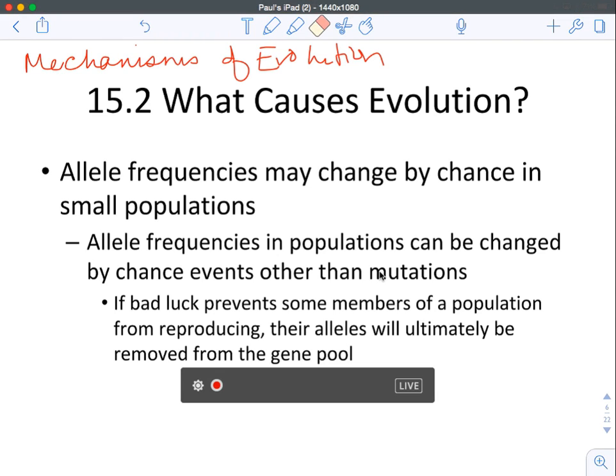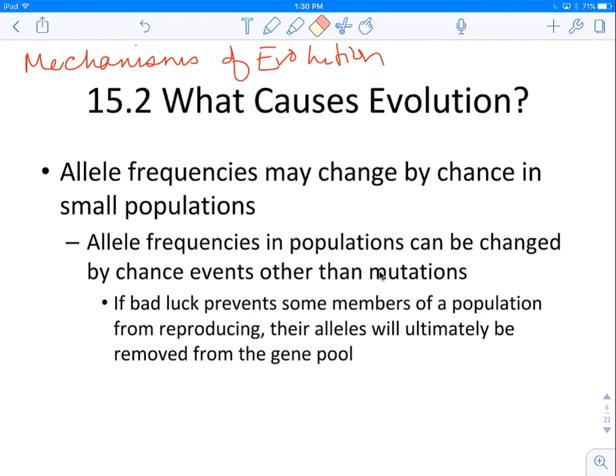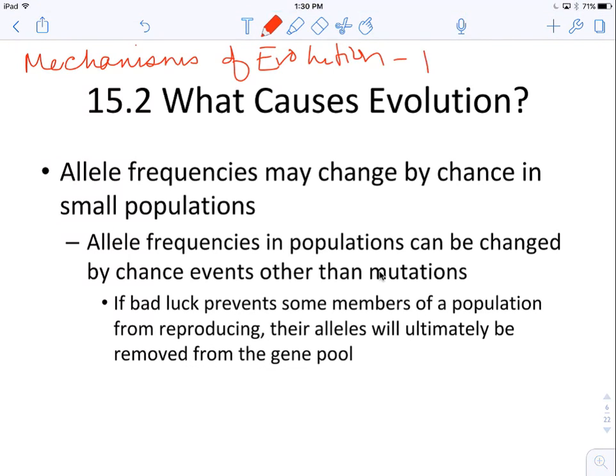All right. So here we go with mechanisms of evolution, part 2. Finally, the completion. All right. So we've already talked about mutations and gene flow. And so now we're going to talk about a couple more ways that we can see microevolution.